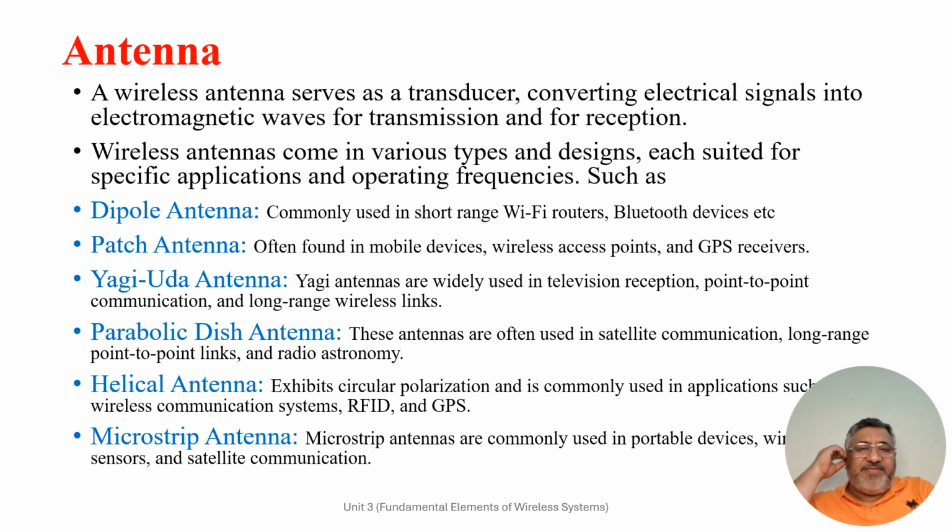The selection of a wireless antenna depends on many factors like the required operating frequency, desired coverage pattern, gain, size constraints, environmental considerations, antenna design, and placement. All these factors play a crucial role in optimizing wireless signal strength, range, and overall system performance.